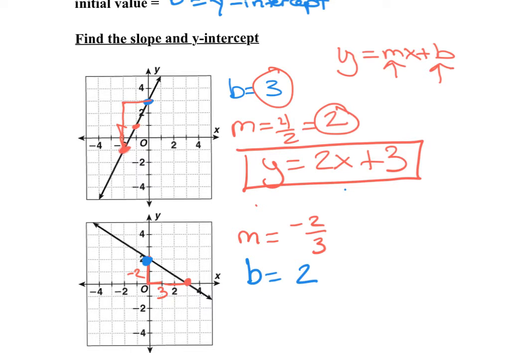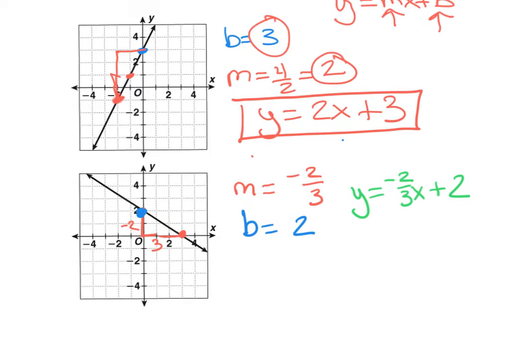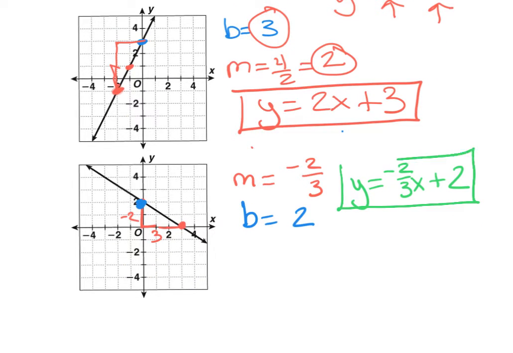So your equation then is going to be y equals, instead of m, I'm going to put in what? Negative 2/3 x. Instead of b, I'm going to put plus 2. So that is your equation. Okay?